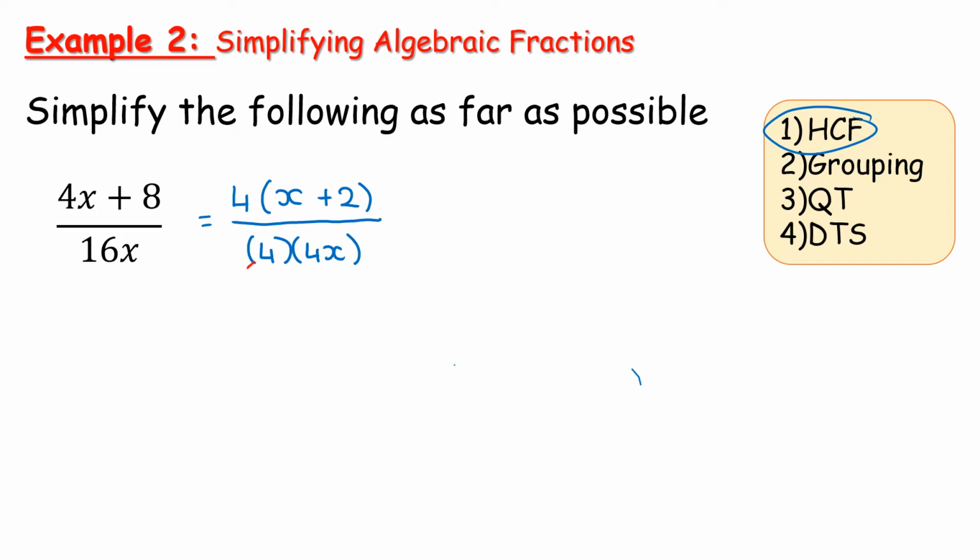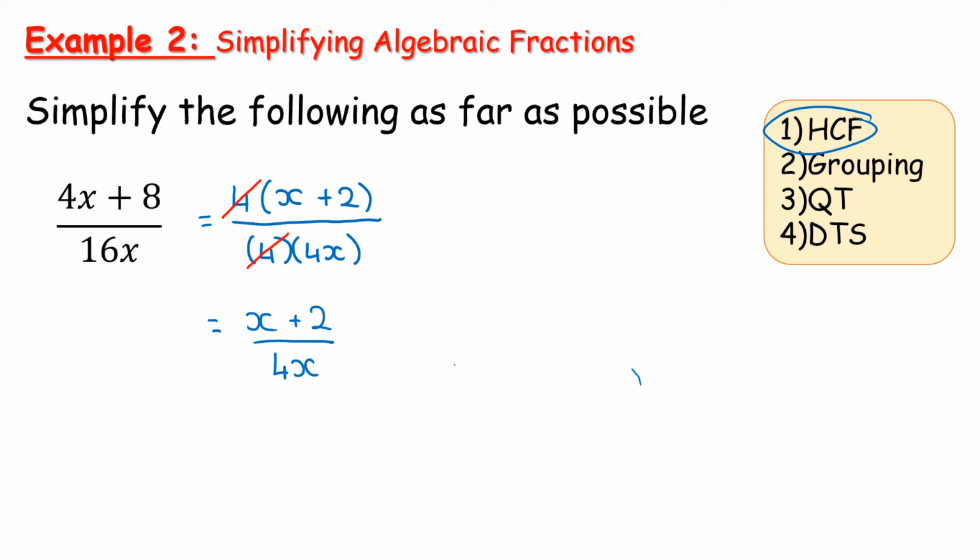I now have a 4 on the bottom and on the top, so that divides and gives us 1, and we're left with x plus 2 all over 4x. And that's as simple as it can be. And that's just really need to be clear about that. It cannot go any simpler.